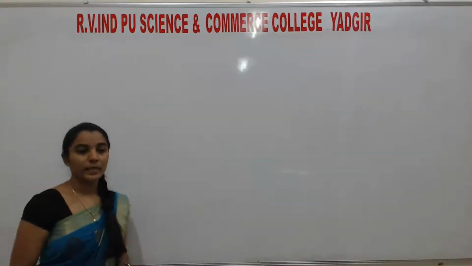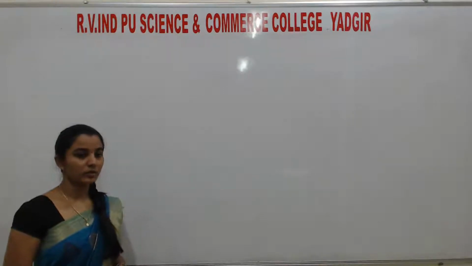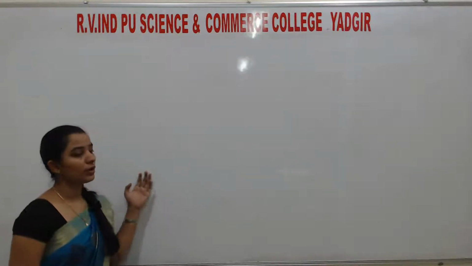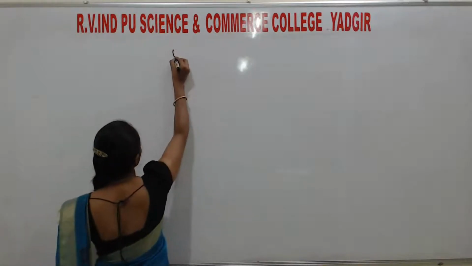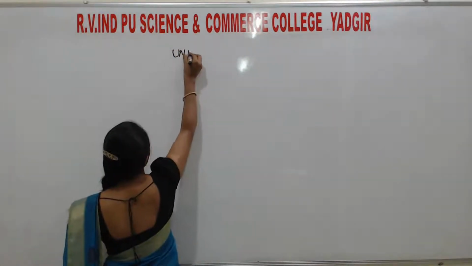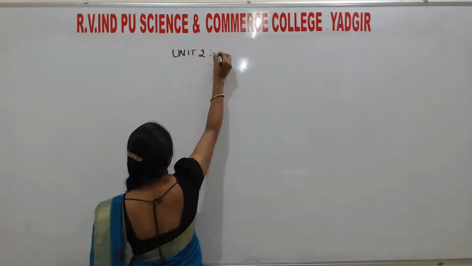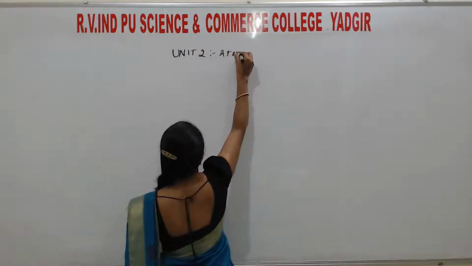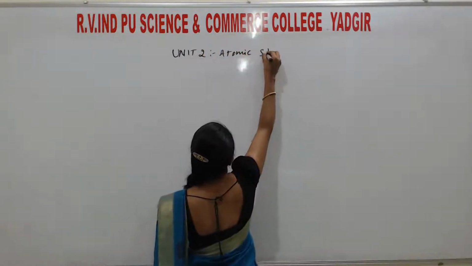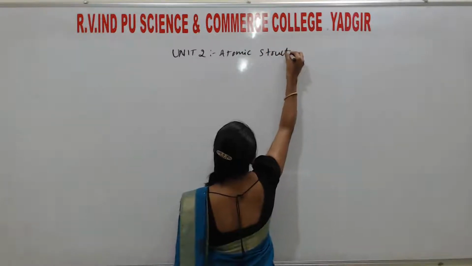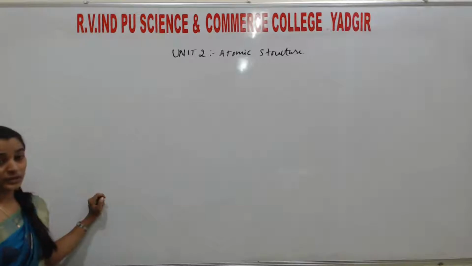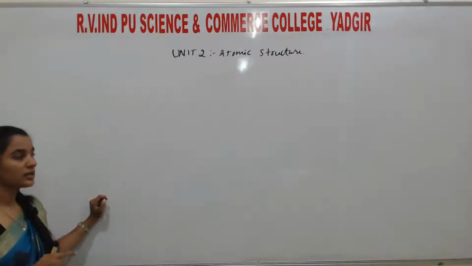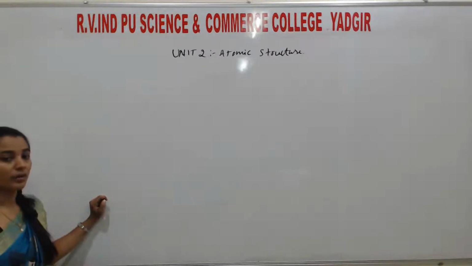Right, students? In the last class we discussed Unit 2, atomic structure, that is orbit and the orbital, correct? So this is Unit 2, atomic structure. In that we discussed orbit in the last class. Today we will discuss orbital.